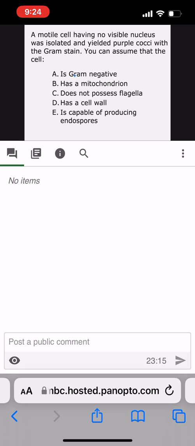So I misspoke when I said this. It's a purple cocci. I was reading this and saying something else. So it's not gram-negative. It's gram-positive, right? So this first one is wrong. The second one is wrong. The statement that it's not possessed with flagella is wrong because it's motile. It has a cell wall because all bacteria have a cell wall. We're talking about peptidoglycan, right? This last one is capable of producing endospores. Endospores, as I said, are usually a hallmark of gram-positive organisms. However, I also said that not all gram-positives produce endospores. So you can't assume that it's producing endospores for this last one. So the answer is D. If you answered D, that was the correct answer.